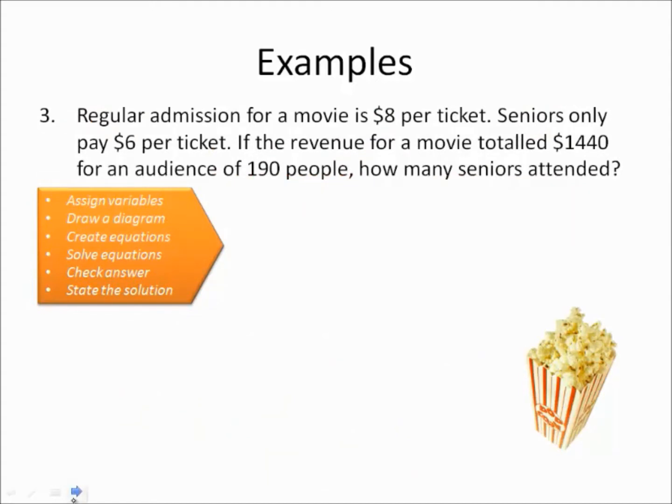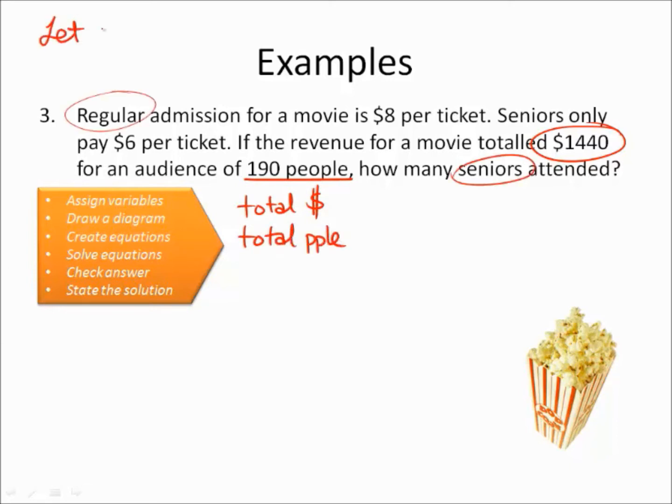Let's take a look at this next example. Here we've got regular admission for a movie is $8 per ticket. Seniors only pay $6 per ticket. We've got a total revenue given. So we've got total money. And we've also got a total number of people given.